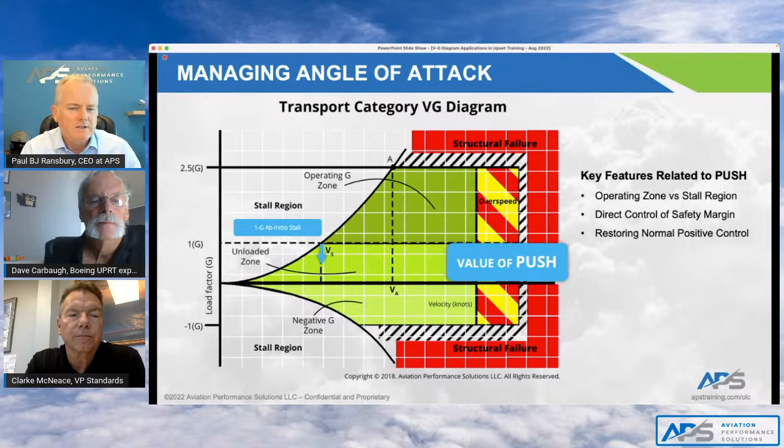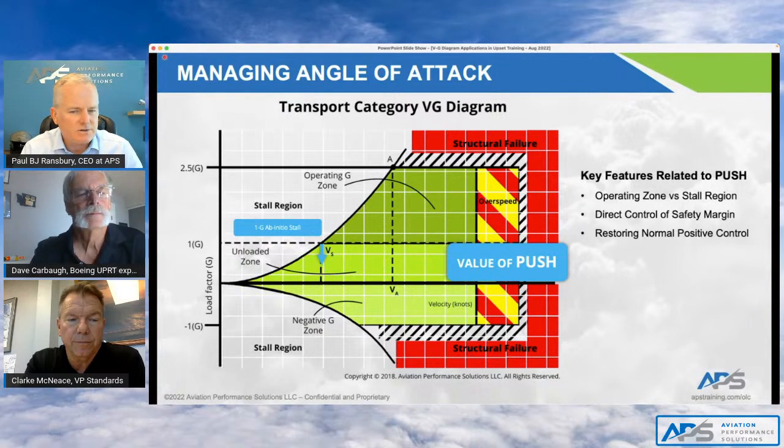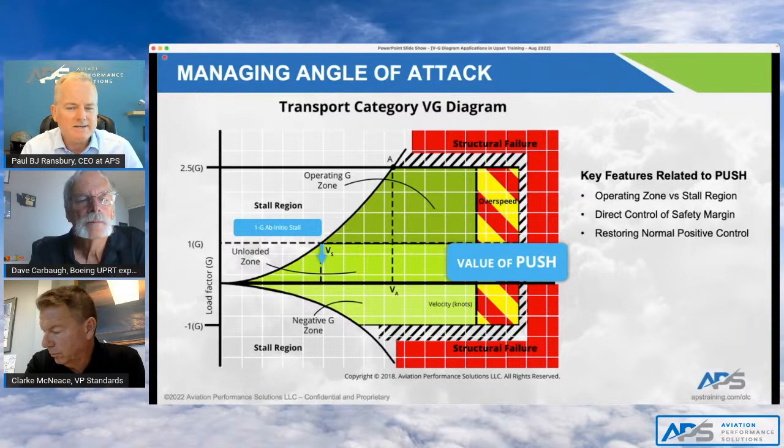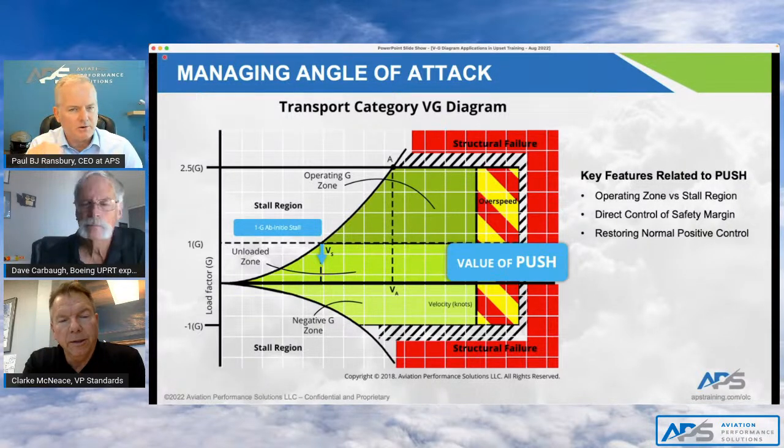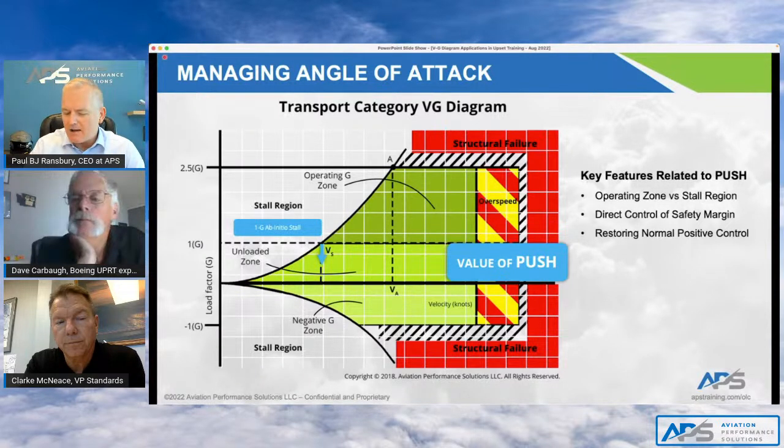Let's talk about the typical 1G ab initio stall or typical type rating recurrent training stall experience. If you remember, in the past 10 years or so, there's been a re-emphasis in stall recovery that the primary focus is angle of attack management. It's not minimizing altitude loss. We want to start with angle of attack. When you think stall, approach to stall or stall, the first thing that should enter your mind is not maintaining pitch and adding power. It's to reduce and manage angle of attack that's telegraphed by that blue arrow right there.